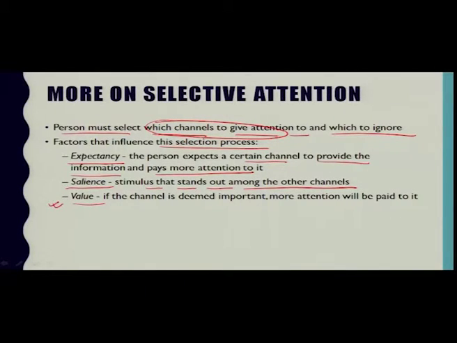Finally, the value of the information acquired by means of a given input channel is likely to bias its selection. If the channel usually provides no useful information, less attention will be paid to it. Conversely, if the input channel is deemed important, more attention will be paid to it. So while driving a car, viewing the road and the vehicle ahead is a much more important channel than seeing the gasoline gauge on the dashboard.